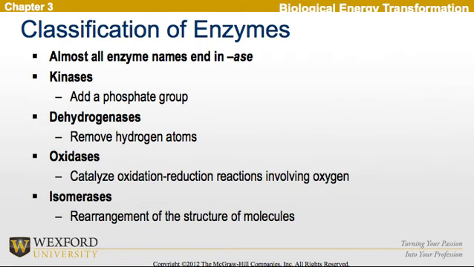Now, if we look at the classification of enzymes, almost all enzyme names end in -ase, such as kinase, which adds a phosphate group, dehydrogenases, which remove hydrogen atoms, oxidases, which catalyze reduction reactions involving oxygen, and isomerases, which are involved in the rearrangement of the structure of molecules.